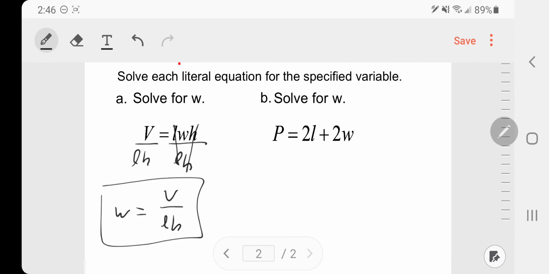All right, let's take a look at the next one. Solving for W again, but it's a different equation this time, with perimeter. Again, we want to get W by itself, so we want to more or less keep where it is, and we want to get rid of everything else on that side. There's a couple of ways you could do this. The first one I'm going to do is move this whole piece over to the other side, so I'm going to subtract 2 times the length on both sides. These are obviously not like terms, so when I do this, I'm going to get P minus 2L equals 2W.